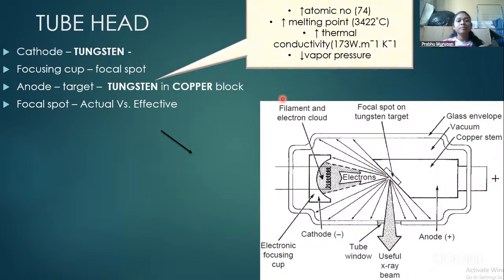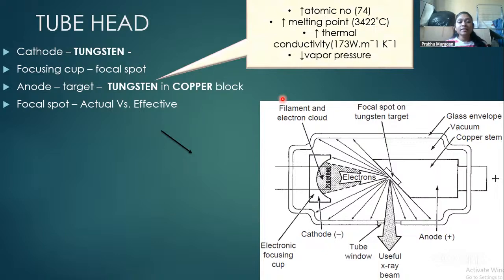The actual focal spot is the entire region, okay? The effective focal spot is going to be even more minimized. Okay, the reason why we minimize it is that we are going to reduce the scattered radiation, film fog is going to be reduced, and we are going to increase the contrast of the image.